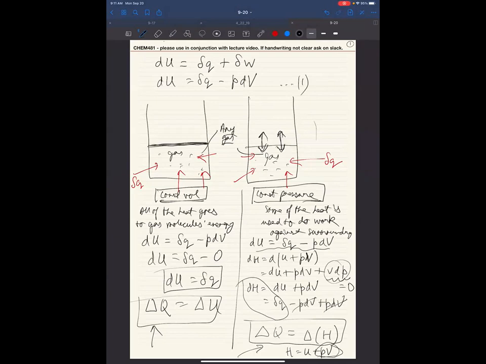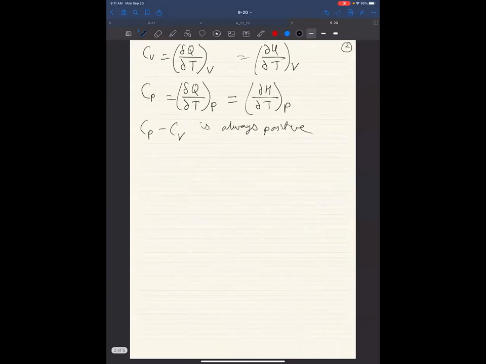Some of it is being lost to do work against the surroundings. So naturally, we expect that in this case, you get less bang for your buck, right? You give a certain amount of heat, not all of it changes the temperature. Some of it is just lost doing work against the surroundings. So we know intuitively that Cp should be more than Cv.